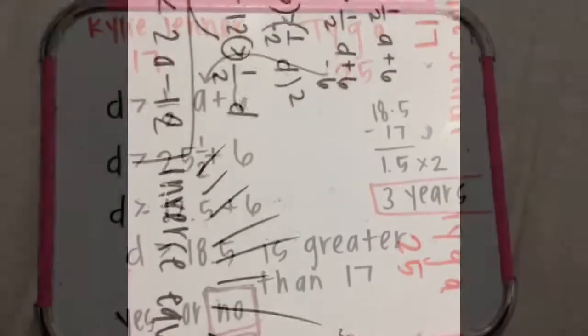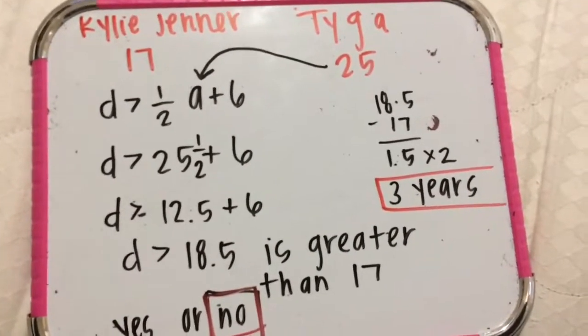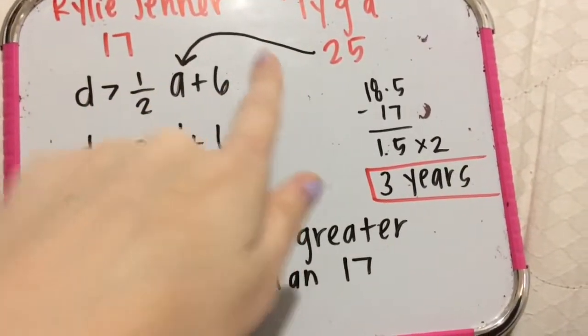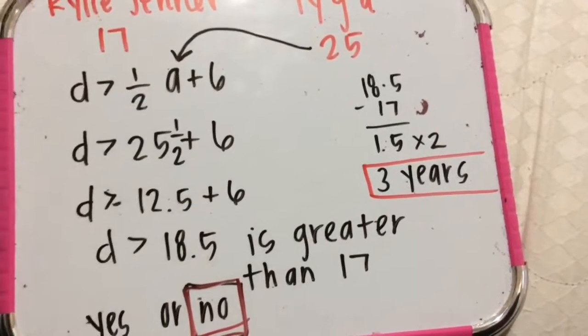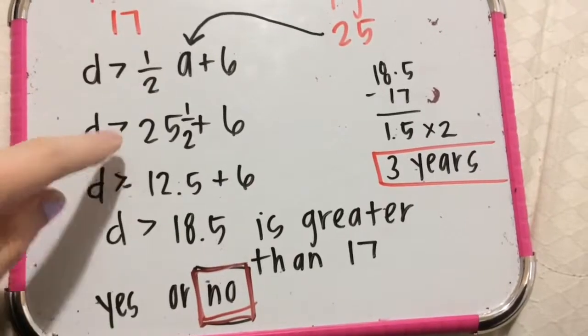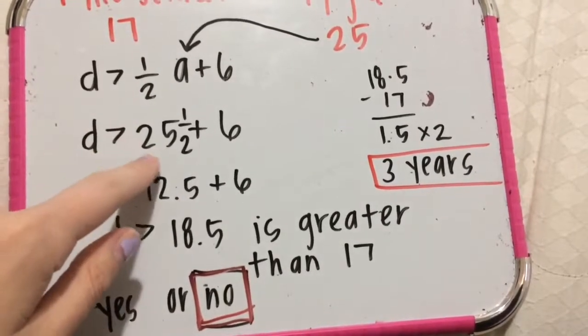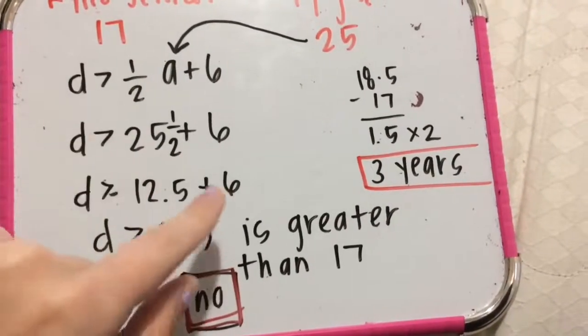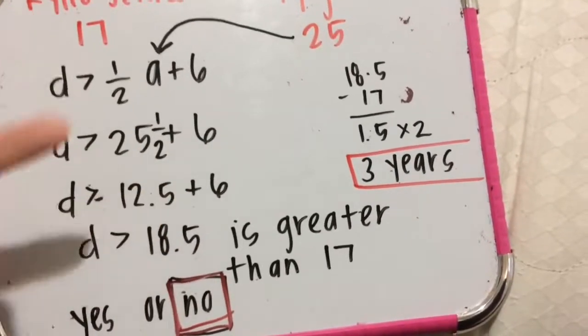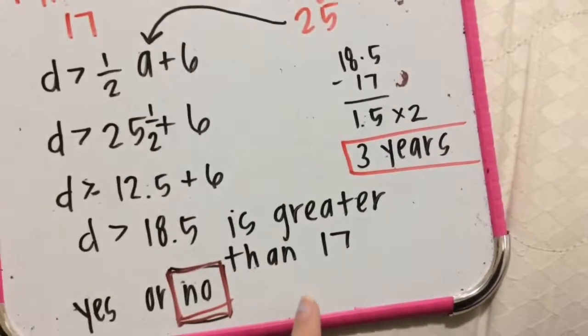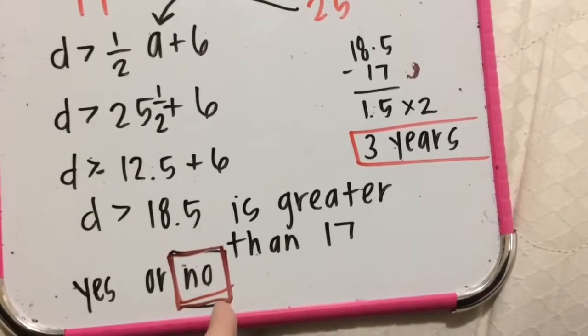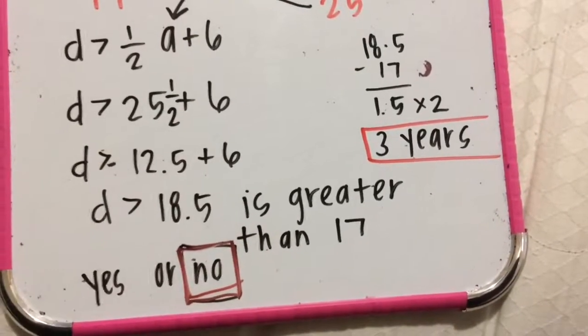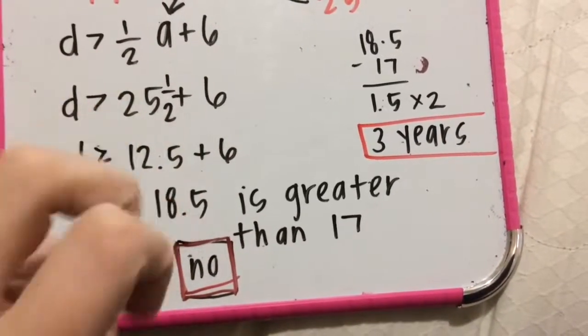Easy? Easy peasy. So to find out if Kylie Jenner is old enough to date Tyga, you need to plug in his age for A. So once you do that, D is less than 25, cut in half is 12.5 plus 6, 18.5. 18.5 is greater than 17, therefore she is not old enough to be dating him according to the heart chart.